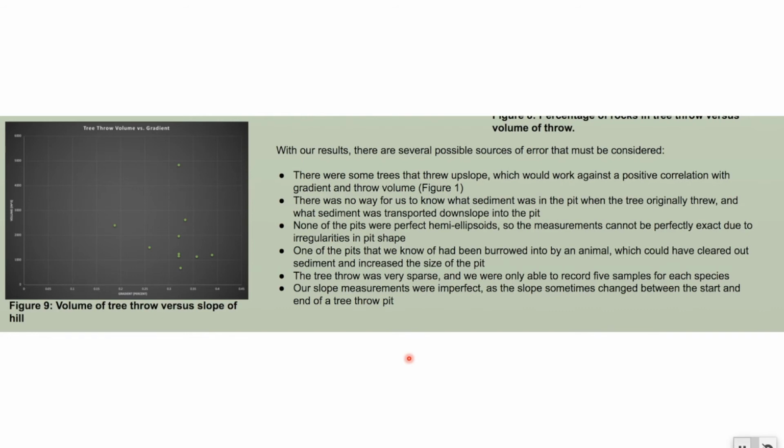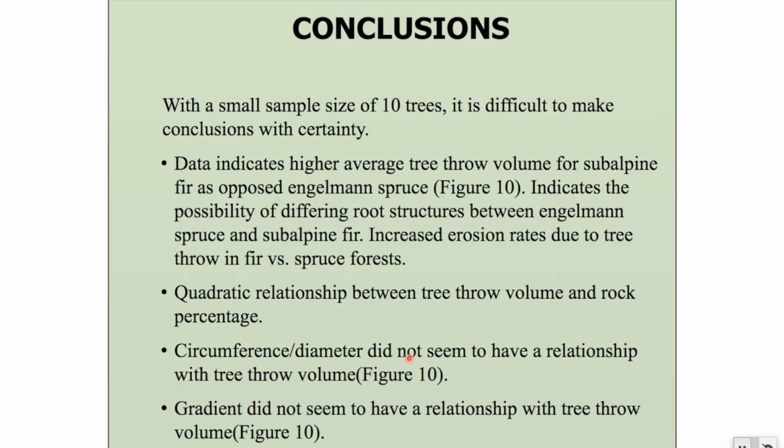The tree throw was also sparse, so we weren't able to get as many samples as we wanted for each species, and our slope measurements weren't perfect, as the slope sometimes did change between the start and end of a tree throw pit. Alrighty, so some of the conclusions we came up with. It is hard to make conclusions with certainty because we only had 10 tree throws to look at.